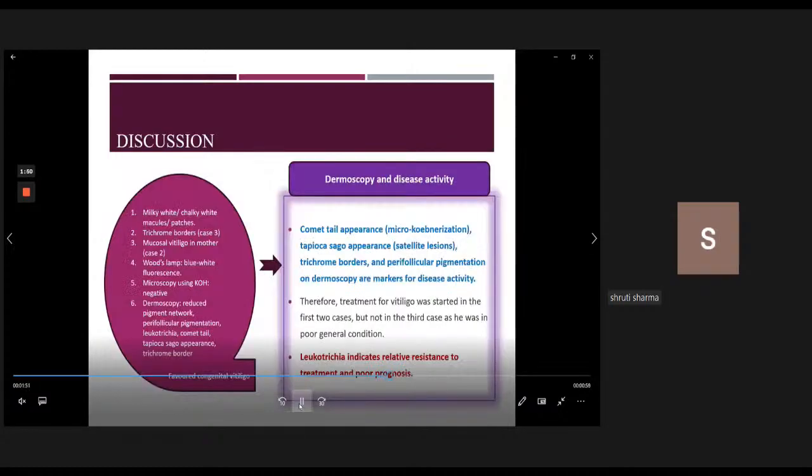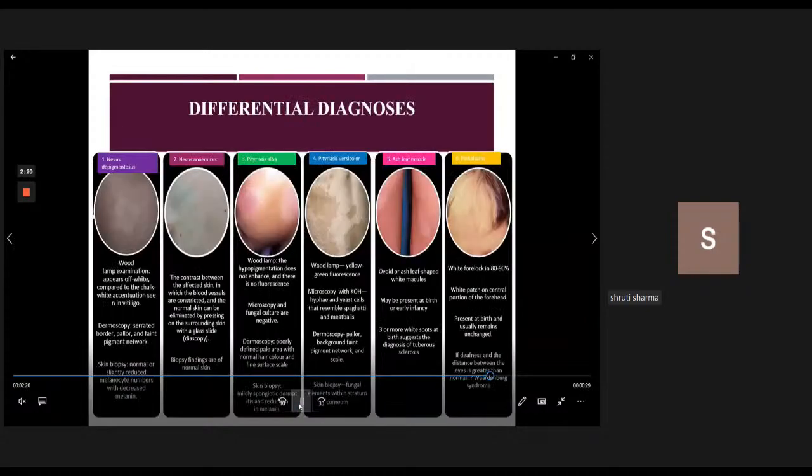In our cases, milky white patches, chalky white patches, trichrome borders, mucosal vitiligo in mother in case 2, and Wood's lamp findings and dermoscopy findings pointed in favor of congenital vitiligo. Comet tail appearance, tapioca sago appearance, trichrome borders, perifollicular pigmentation, they are markers of disease activity on dermoscopy. Therefore, the treatment was started in the first 2 cases, but not in the third case, as the baby was in poor general condition. Leukotrichia on dermoscopy indicates relative resistance to the treatment.